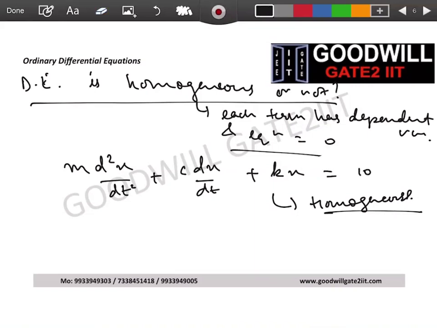Now if I write this as equal to 10, is it a homogeneous differential equation or not? No, it's not. And if I write it as m d square x by dt square plus c dx by dt plus k equal to 0, is it homogeneous? No. Why? Because k is a constant and you do not have the dependent variable in each term. You have it in this term and this term, but not in this one, so it is not homogeneous.